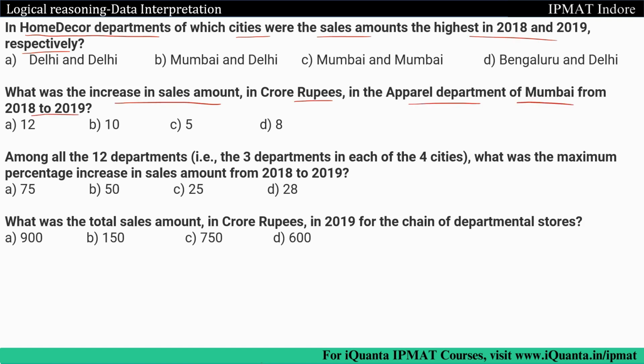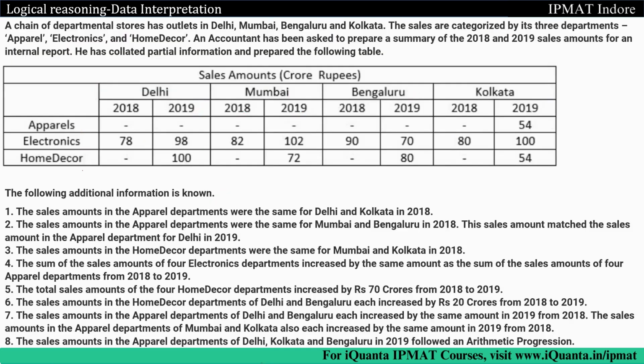So basically these questions are talking about the fields present in the table, okay? Because we have been given 4 cities and the sale amounts in different departments, apparel, electronics and home decor, in each year 2018 to 19. So if we find out all the data that is missing from the table, we can easily answer these questions. That's how you can roughly judge a set. Let us read the clues, we'll find all the missing fields in the table and then we'll answer the questions.